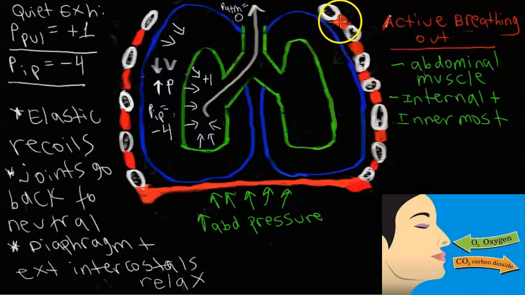So we use the external intercostal muscles for quiet breathing. In fact, they relax during expiration, during exhalation. But there are also other muscles between the ribs that are used for exhalation, specifically forceful exhalation. And these are the internal and innermost intercostal muscles. So these are also intercostal muscles.